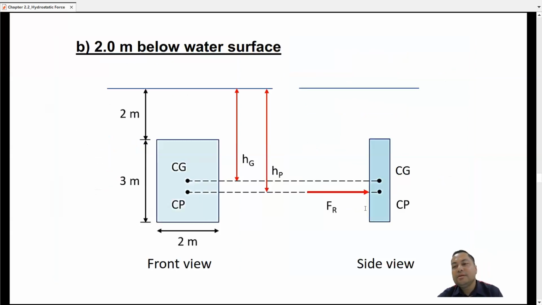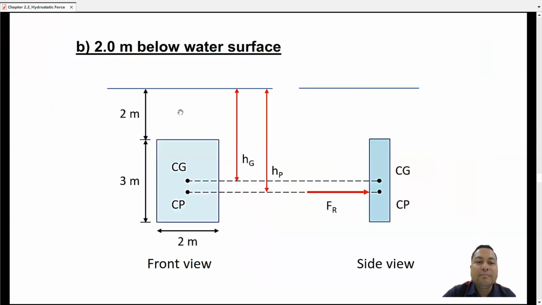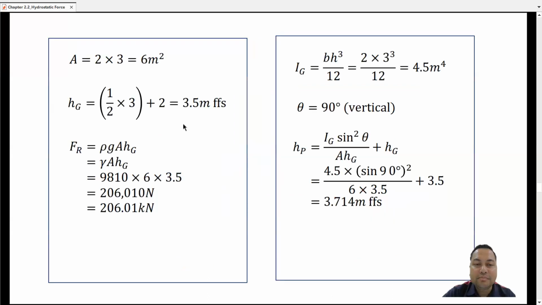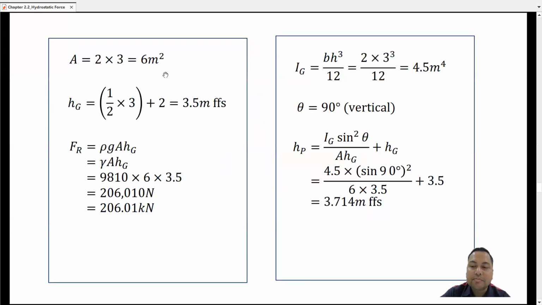Whereas for the second scenario, where it is located 2 meter below the water surface, when we want to calculate the Hg, we have to add the depth above the upper edge of the plate, which is 2 meter. So we got the Hg to be half times 3, which is 1.5, plus 2, becoming 3.5 meter from free surface. The area remains the same, 2 times 3, which is 6 meter square.